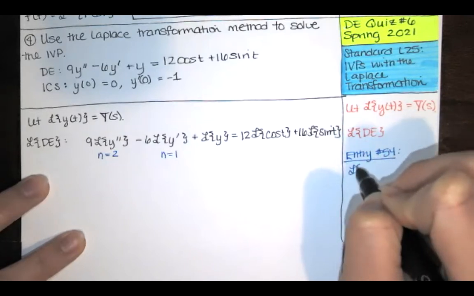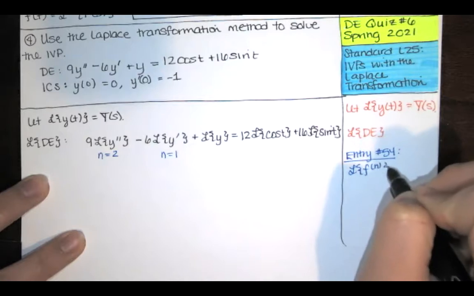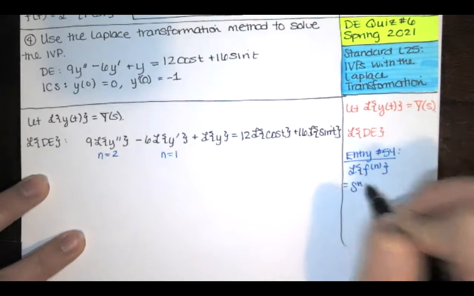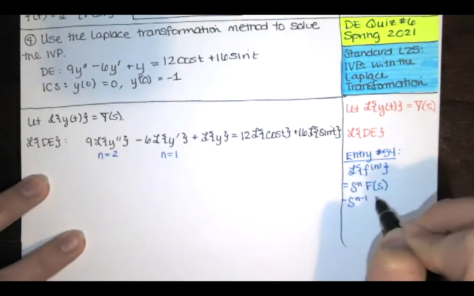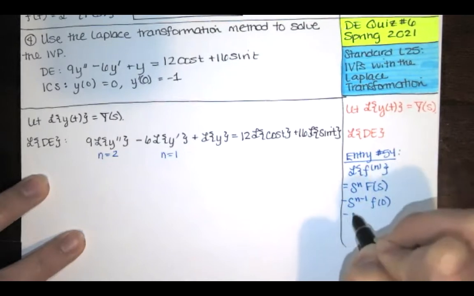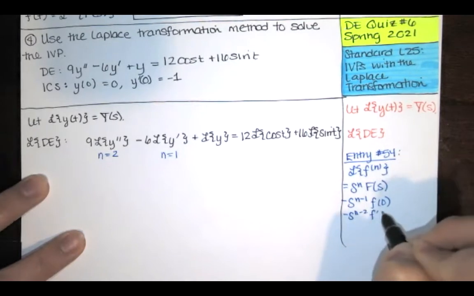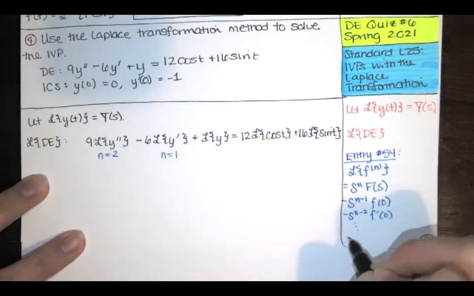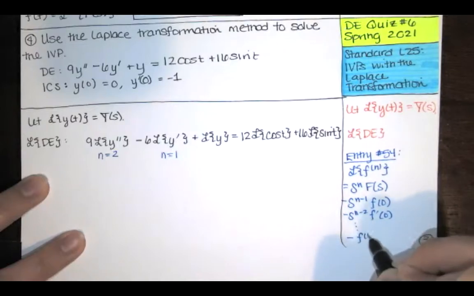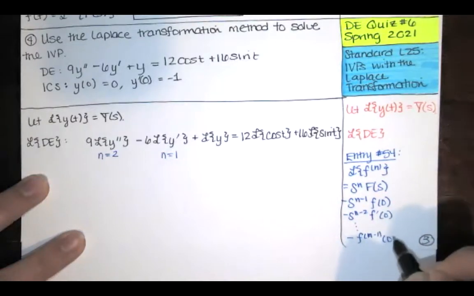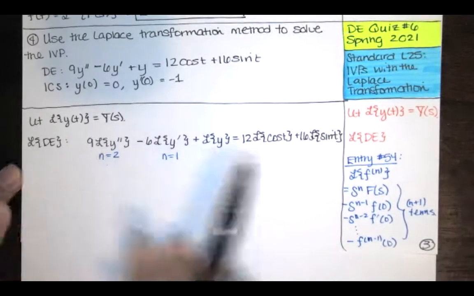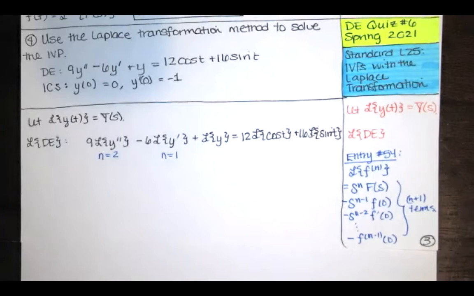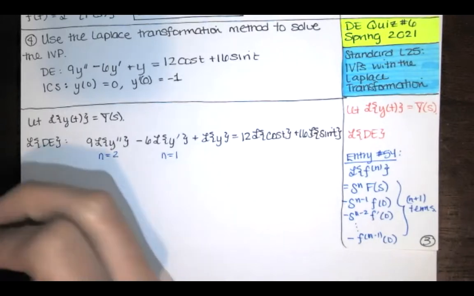And it says this: the Laplace transform of the nth derivative of f is s to the n times F of s minus s to the n minus 1 times little f at 0 minus s to the n minus 2 times little f prime at 0. And you keep going until you have an s to the 0 times the n minus 1th derivative at 0. And there are always n plus 1 terms on that list. So for n equals 2, I'm going to have 3 terms in that Laplace transform of y double prime.